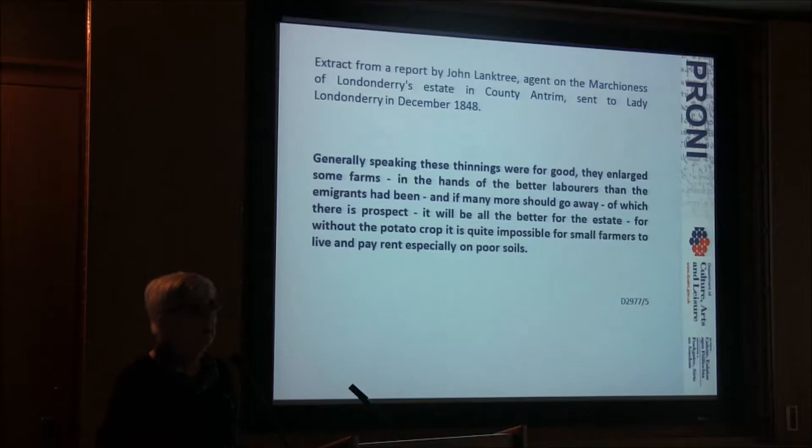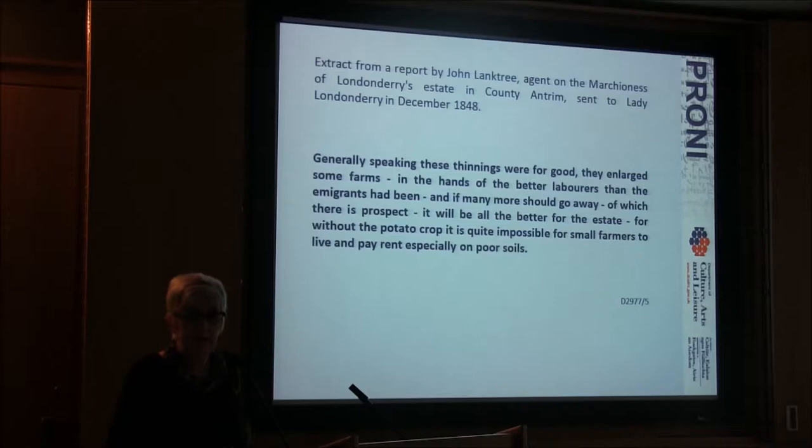Sorry. This is an extract from a report by John Langtry, agent on the Marquess of Donegal's estate in County Antrim, and it was sent to Lady Dufferin in 1848, height of the famine. He's talking about how some of the landlords had helped their tenants to move. And he says, generally speaking, these thinnings were for the good. He's using the agricultural term there, where you would thin trees to allow greater growth for bigger trees, but he's applying it to the tenants. He said, they enlarged some farms, and in the hands of better labourers than the emigrants had been.